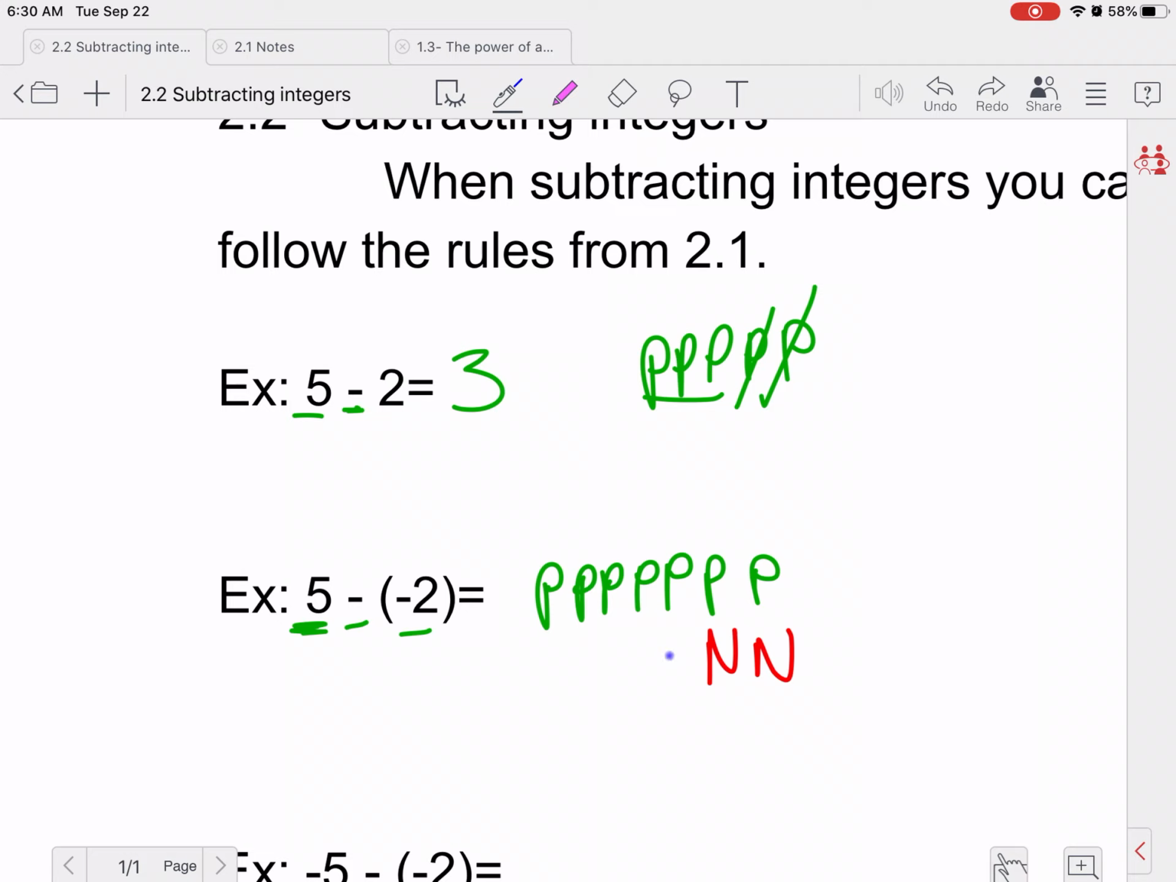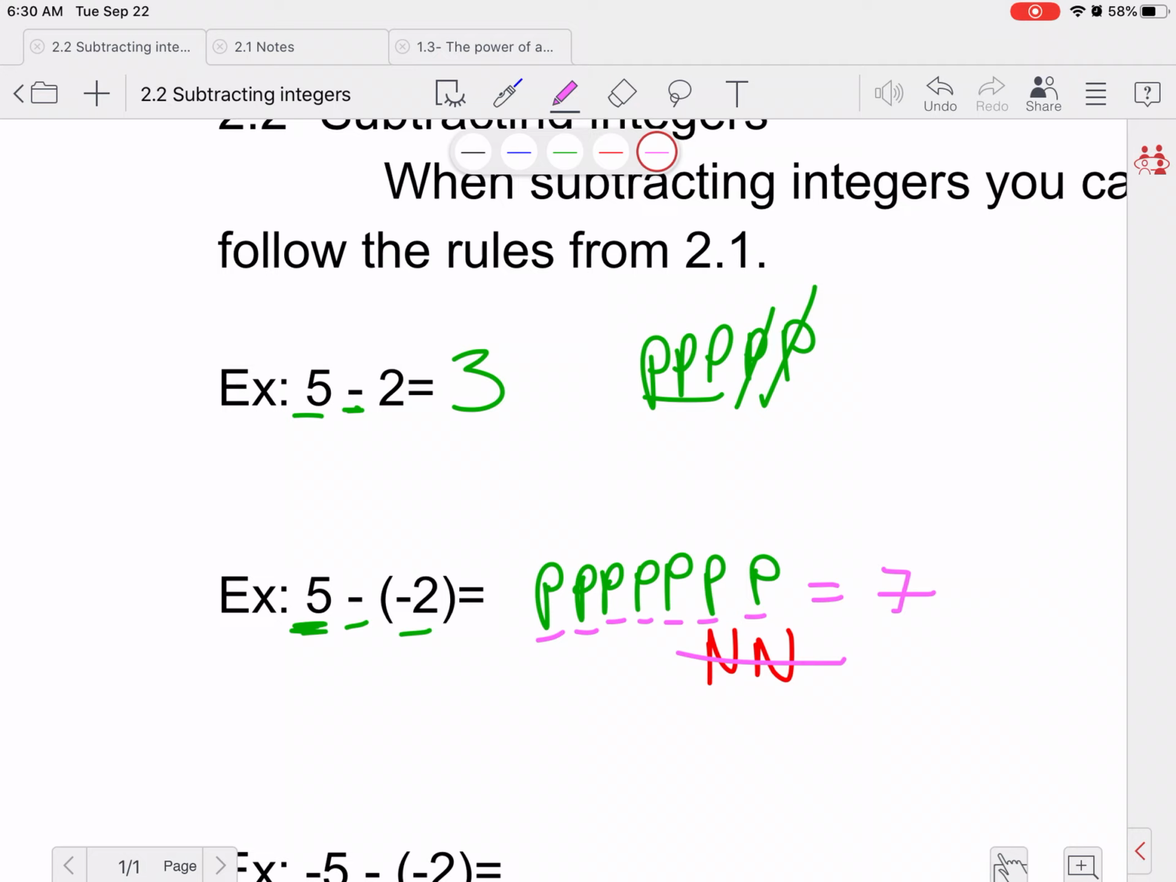And if I take away the 2 negatives, with actual marker this time, then I'm left with 1, 2, 3, 4, 5, 6, 7 positives. Okay? So 5 minus negative 2 is actually 7. We can think of this like taking away debt. If you owed me $2, and then you made $5 and I forgave you the $2 in debt, you would have $7, because I had already given you the $2.